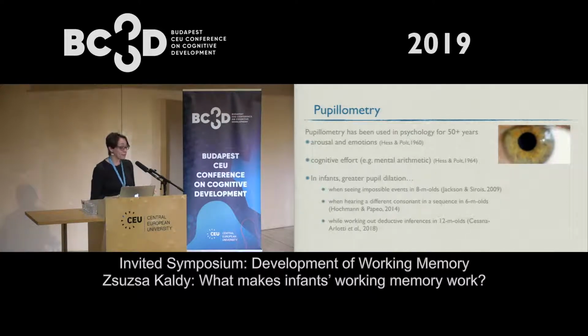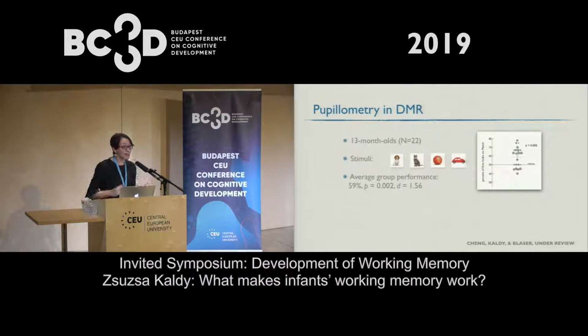And research on babies has shown all sorts of really fun effects. For example, when babies see impossible events, you see a larger pupil dilation, or in Jean-Remy's earlier work, when they hear a different consonant in a sequence, their pupil dilates, or even more recently, work with Ernő and his colleagues showing that while they're working out deductive inferences, 12-month-olds have slightly higher pupils, which is really fascinating.